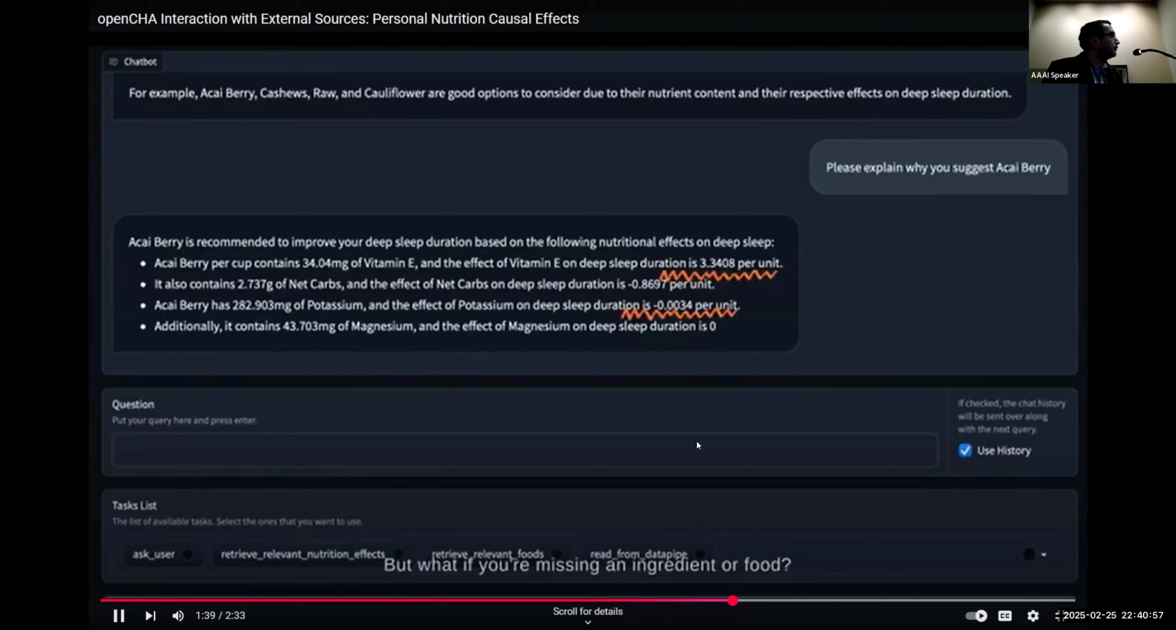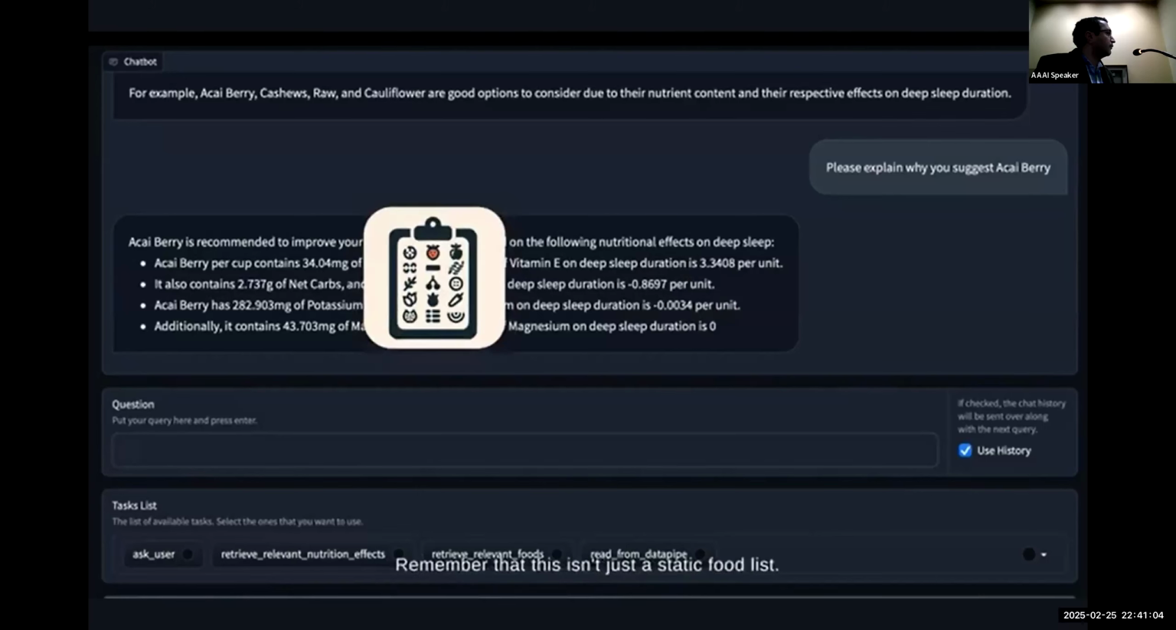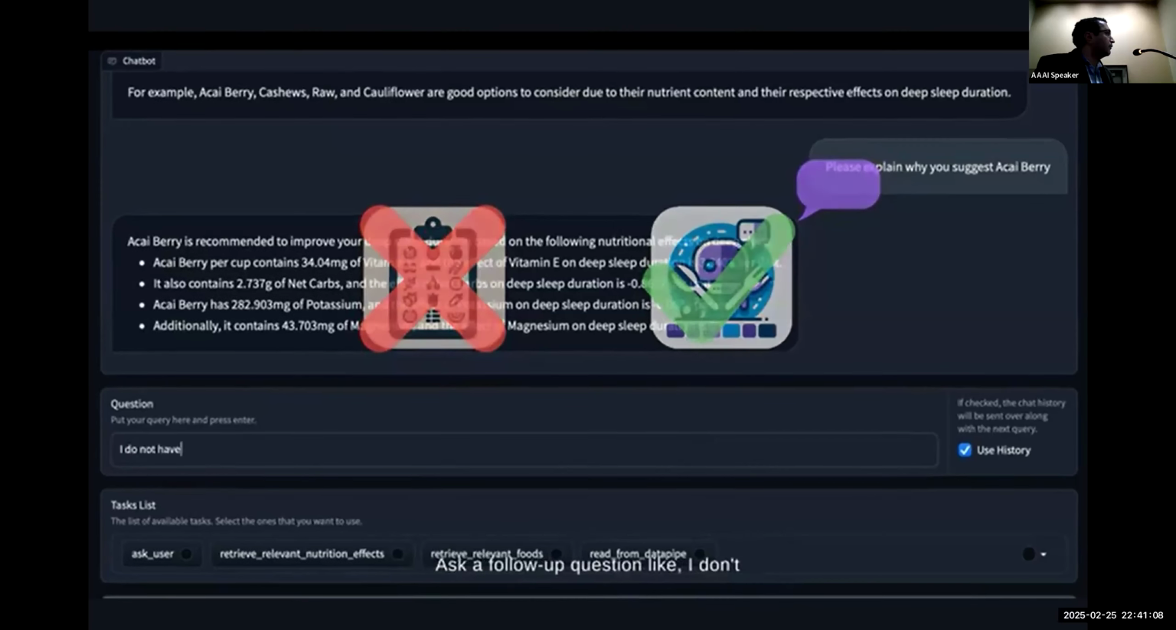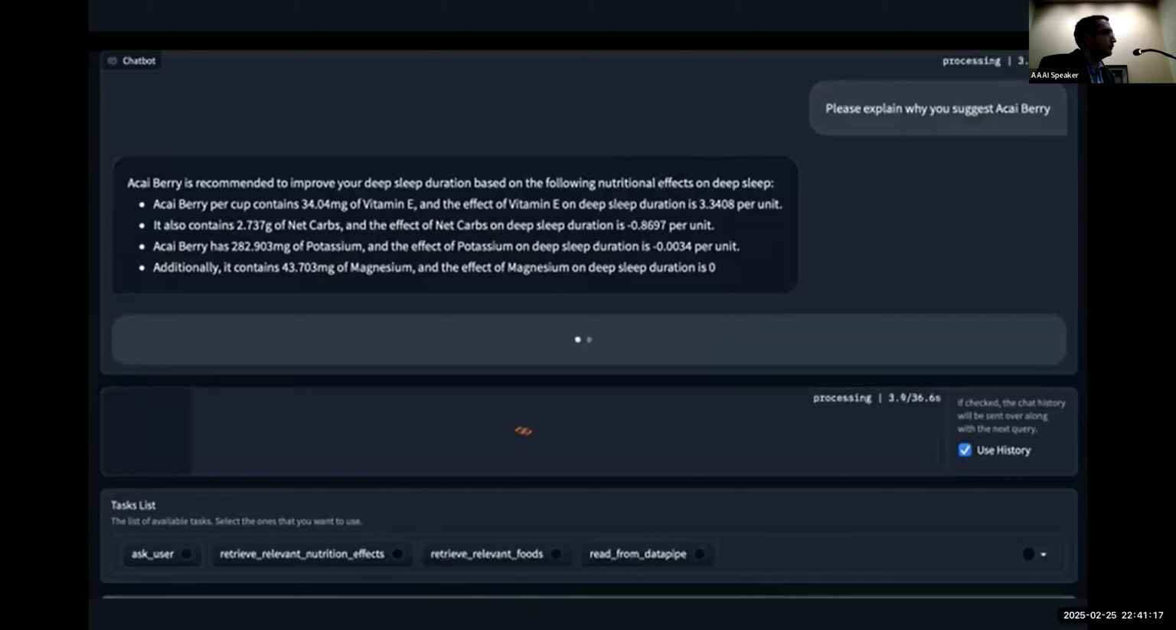But what if you're missing an ingredient or food? No worries. OpenCHA's interactivity comes into play. Remember that this isn't just a static food list. It's a conversation with your dietary needs. Ask a follow-up question like, "I don't have the recommended foods. What are my alternatives?" And OpenCHA adapts, offering alternative suggestions.